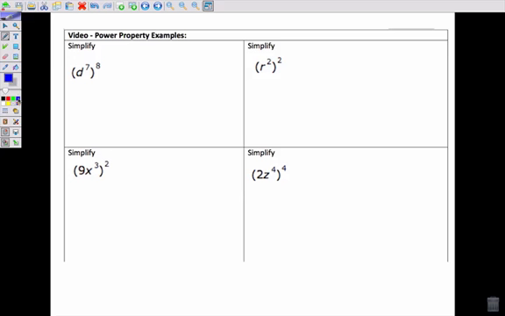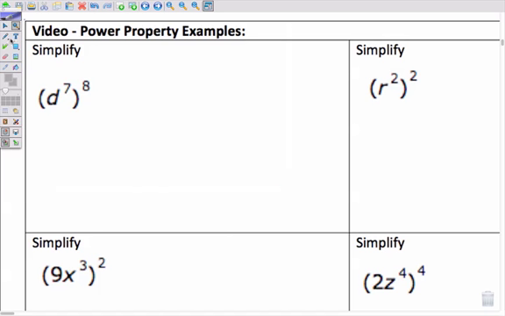All right, power property. The power property is anytime that you have an exponent taken to another exponent. So like in this first example, we have d to the 7th inside of the parentheses, and then we have an 8 outside. The way that I would read this would be d to the 7th to the 8th. We're again going to go through the expand and simplify method and the rule method.